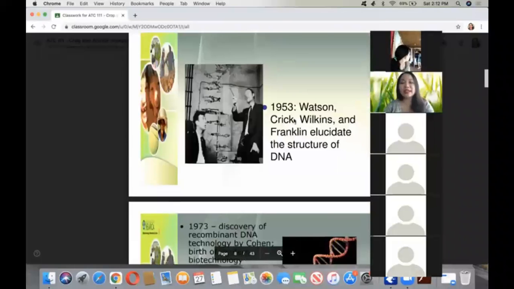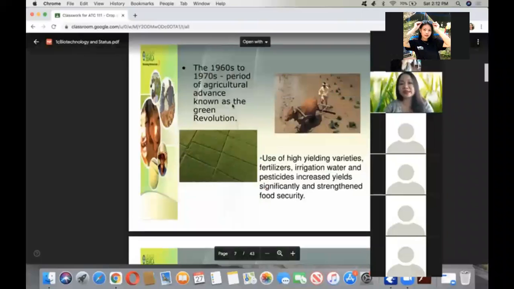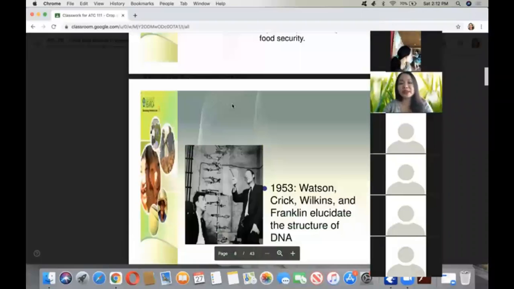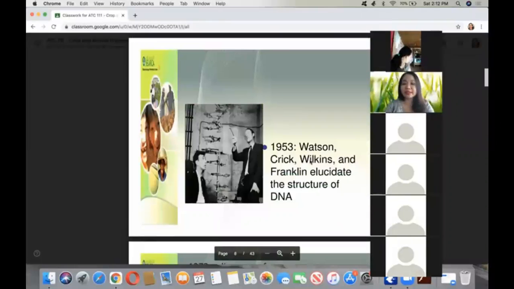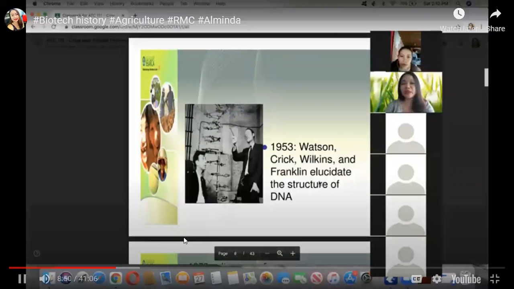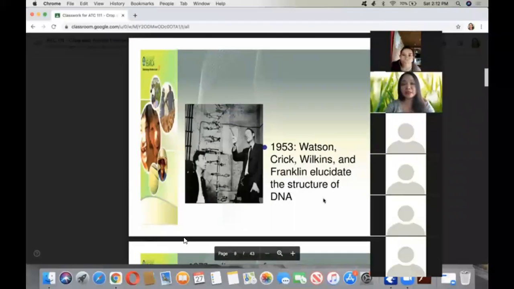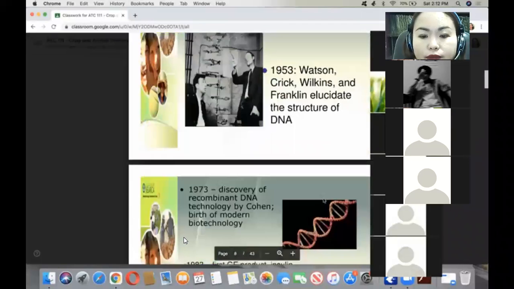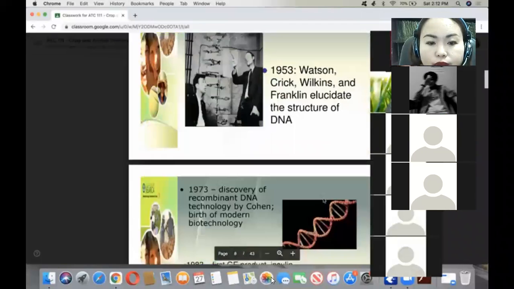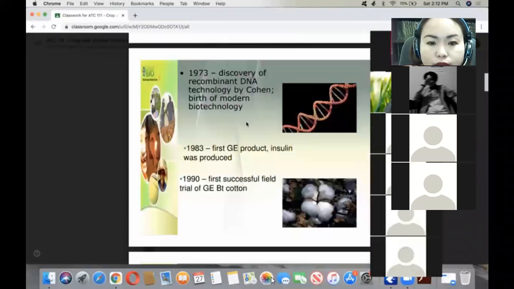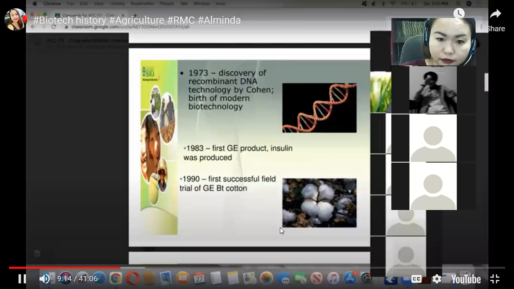And also in 1953, if you know the following scientists, Watson, Crick, Wilkins, and Franklin, they elucidated the structure of DNA. So that was the time that they were able to identify the structure of DNA. And again, DNA, deoxyribonucleic acid, is the blueprint, the genetic makeup of our crops and animals.